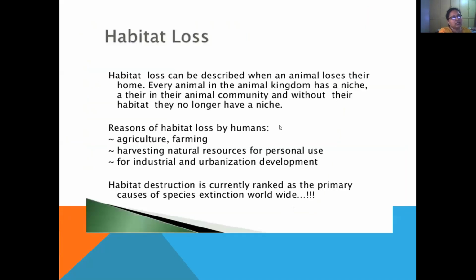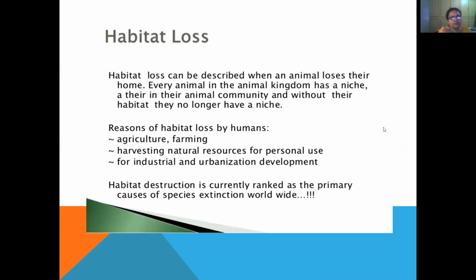So first thing is habitat loss. Habitat loss can be described as when an animal loses its home. Similarly, whenever a tsunami comes, or whenever floods are going to come, what do they say? They say that you please vacate that village and go to another secure place, right? So what is happening? There will be some habitat loss in that particular area, right?